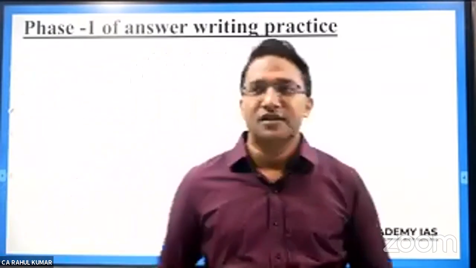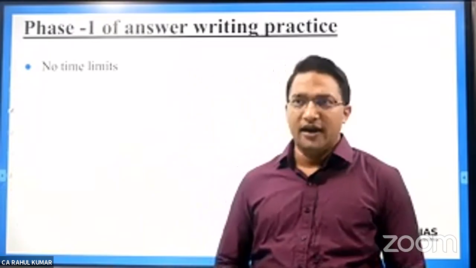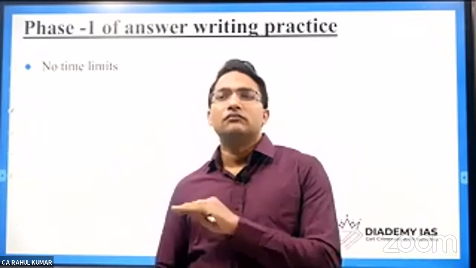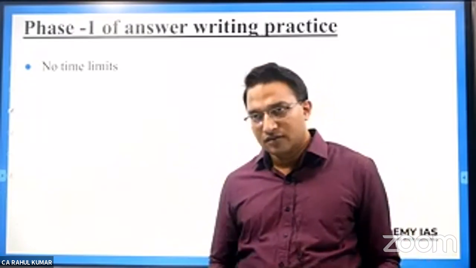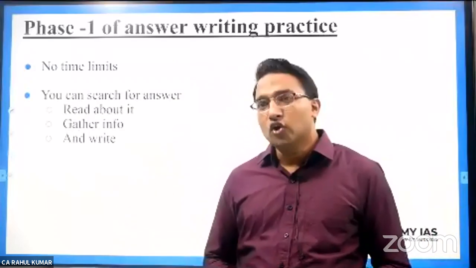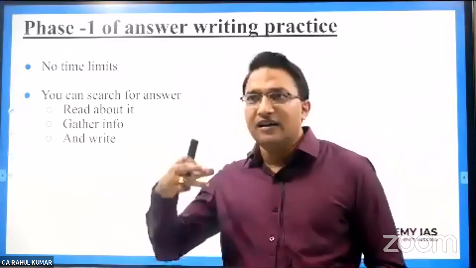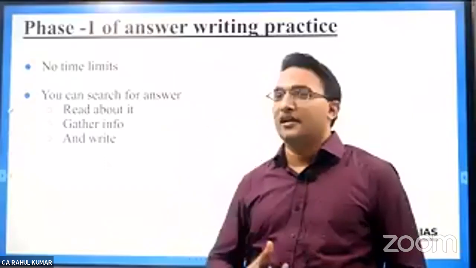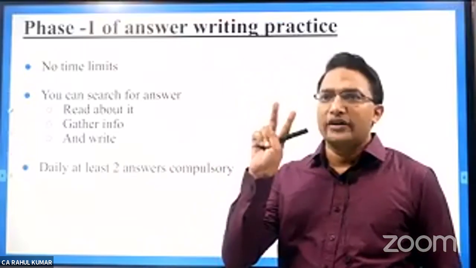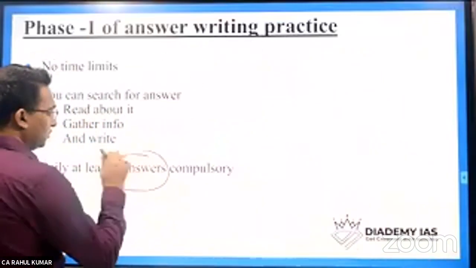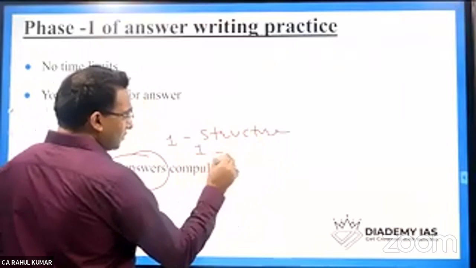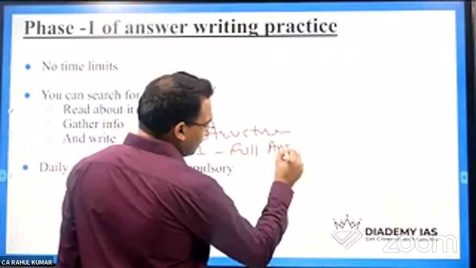So the first phase is for those people who have just started and who consider themselves not good at answer writing. For you, when you are writing the answer, have no time limit. You can take 30 minutes to write the answer of 10 marks, not a problem, right? But your focus should be on getting to the depth of the question, reading the question again and again, gathering more information about the topic, and then writing. And you should write 2 questions on a daily basis. Out of these 2 questions, you can write one structure of the question, and for one you can go for full answer writing.